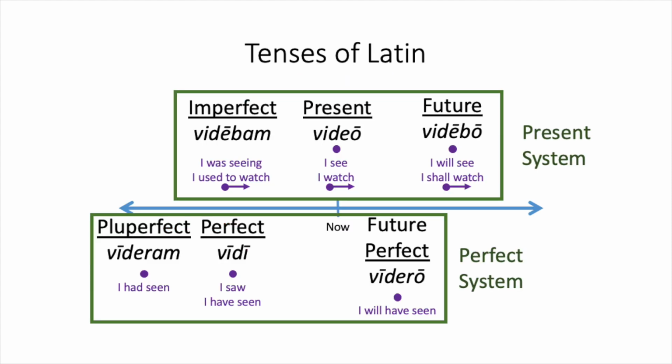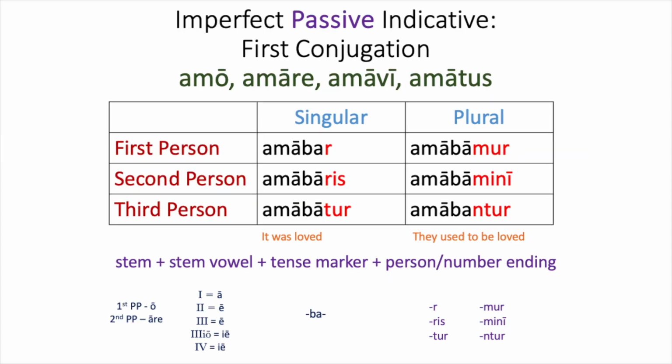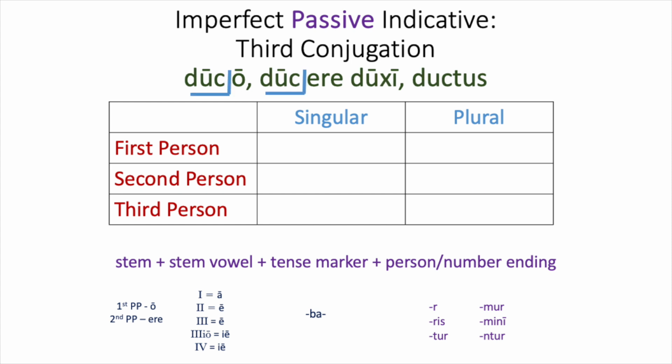Now let's move to the imperfect, that ongoing action in the past. So "I was seeing" or "I used to watch." If we look at this for the first conjugation, remember all you did was add -bar, -baris, -batur, so that BA sticks as your tense marker and our -ar, -aris, -atur, -amur, -amini, -antur endings are present. That is going to be, again, what we do for the third conjugation.